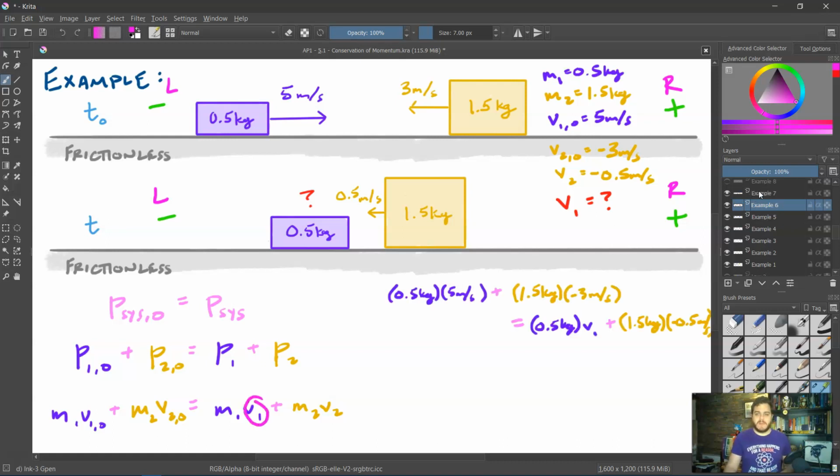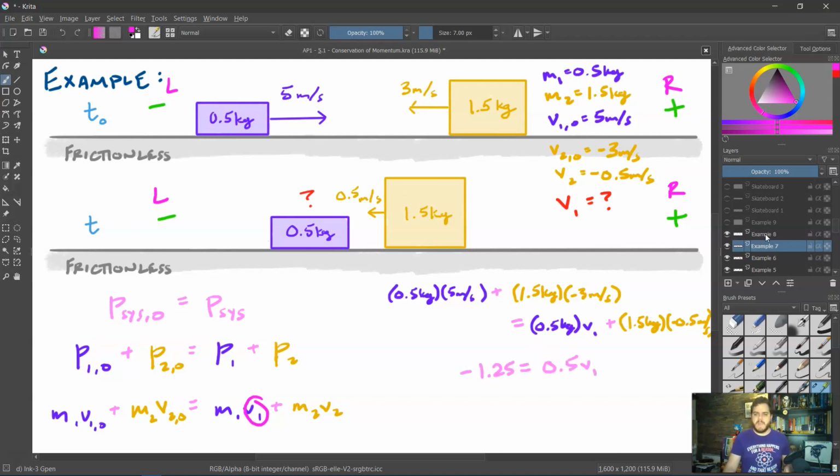So I'm going to plug in all of my numbers. And when I do that, I would take out my calculator, multiply these together, add that to this product. I would then subtract this piece over. And if you do this in your calculator, we should be getting minus 1.25 is equal to 0.5 v1.